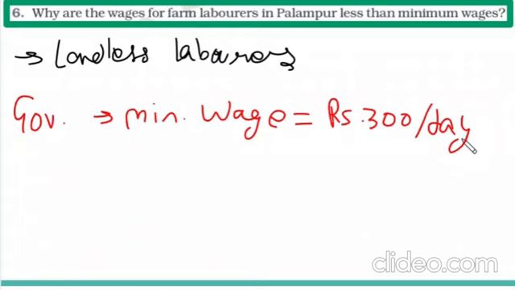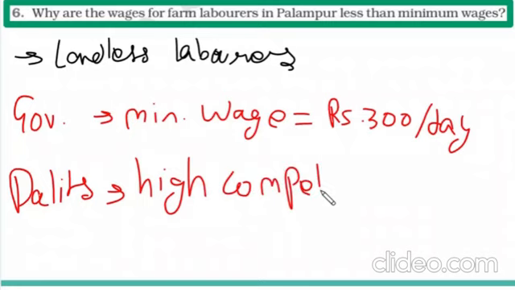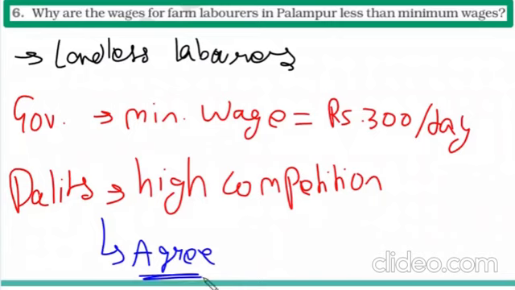Why is it so? Now we know that among these landless laborers, there are mostly Dalits. Now these Dalits, what do they have? They have a high competition among themselves. So as per high competition, they say that okay, we agree to work for less than the minimum wage. They don't even get 300, which is the minimum wage. They get less than that, and they agree. Why? Because there's high competition.